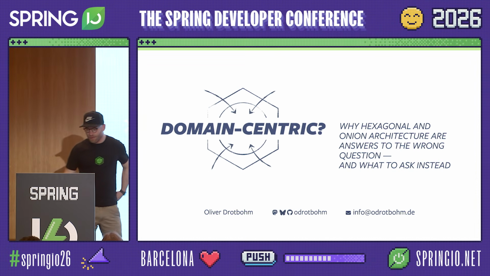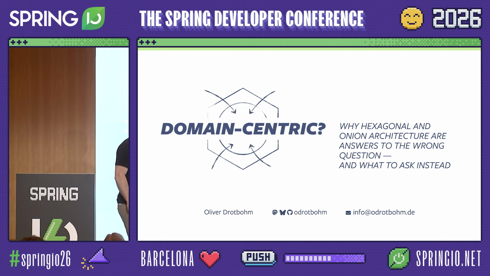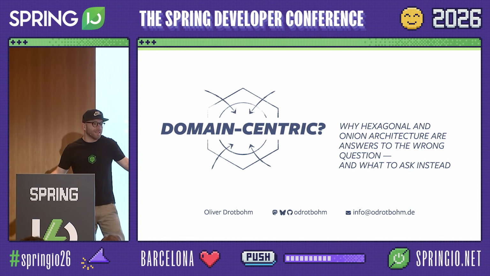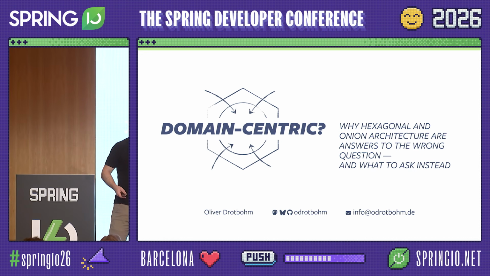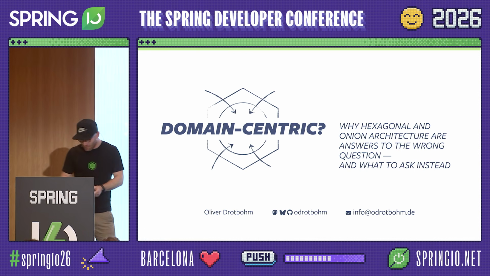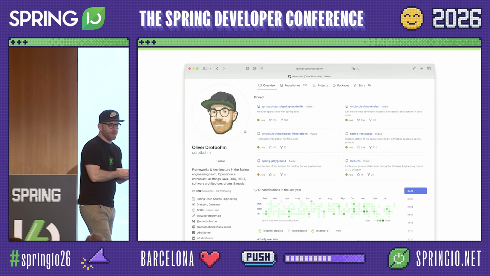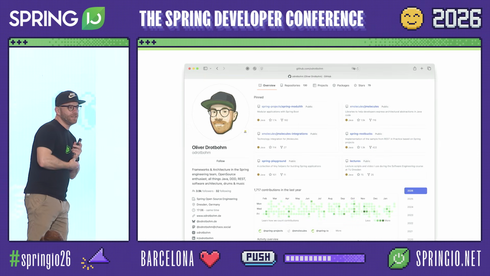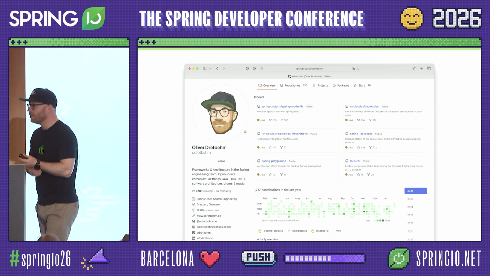Talk to you about why I personally think that hexagonal and onion architecture are answers to the wrong question, and that begs the question, which question is the right question? So I'm Oliver Drotbohm. I've been working on the Spring engineering team for 16 years now. It's my 17th year now.